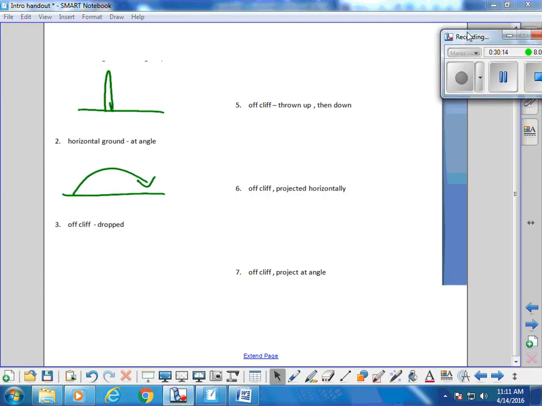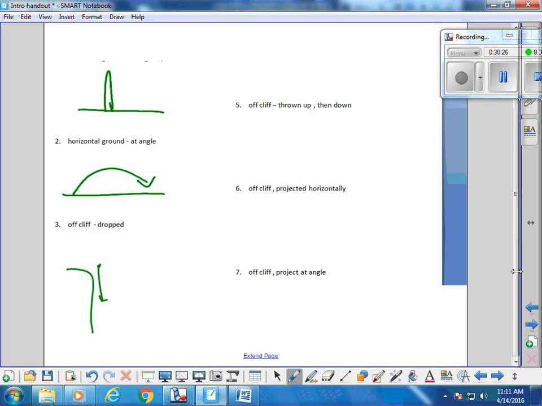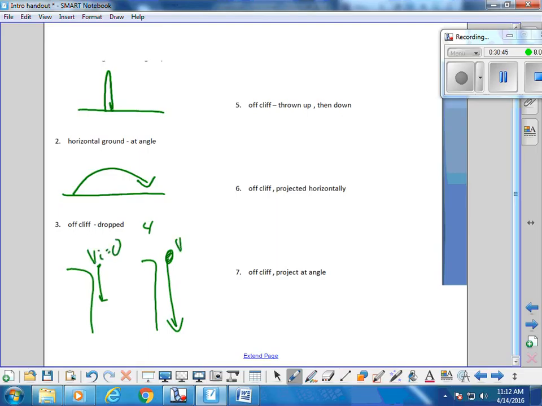So: straight up and down, horizontal ground at an angle, off a cliff dropped. So just dropped like that, right? Number 4, where's number 4? So number 4, I'm going to draw here. Off a cliff, thrown straight down. In other words, it's projected at some speed down, right? So here, the VI is 0. Here, the VI is greater than 0. You're firing it straight down, right?